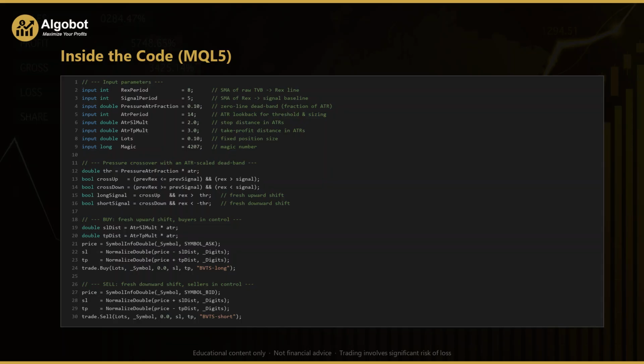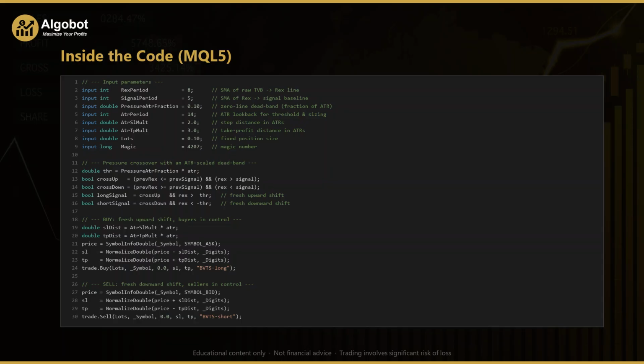Next comes the heart of the logic. The variable named THR is the threshold, the pressure fraction times the current ATR. The strategy then checks two crossovers. Cross-up is true when the Rex line was at or below the signal line on the previous bar and is now above it. Cross-down is the mirror. The long signal requires that upward cross and that the Rex value is above the positive threshold. The short signal requires the downward cross and a Rex value below the negative threshold.